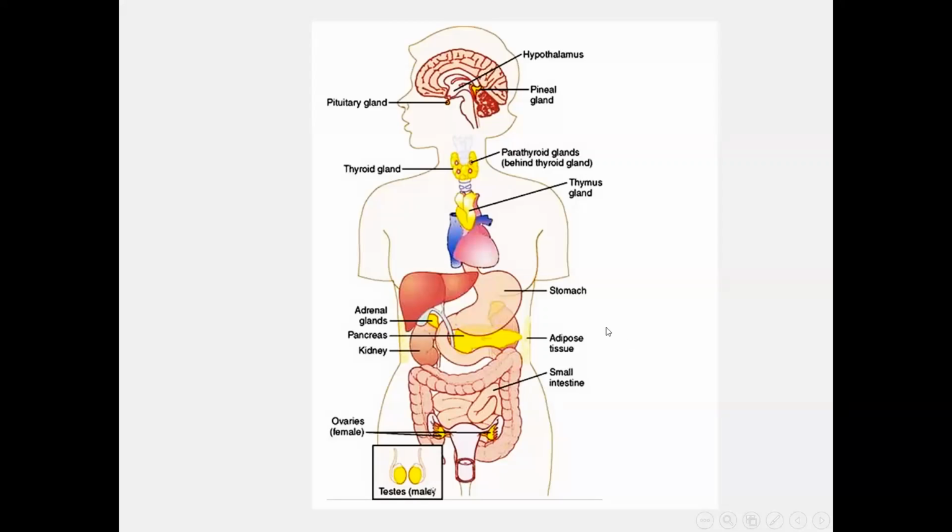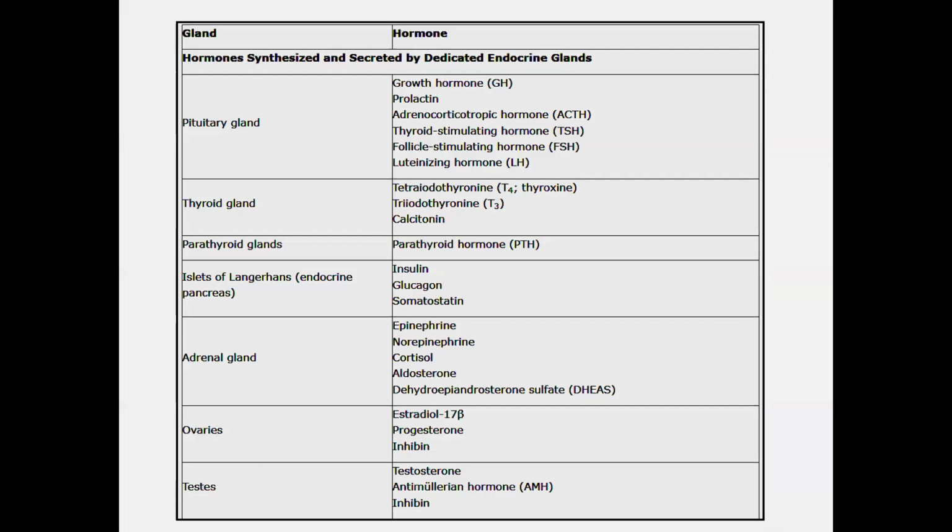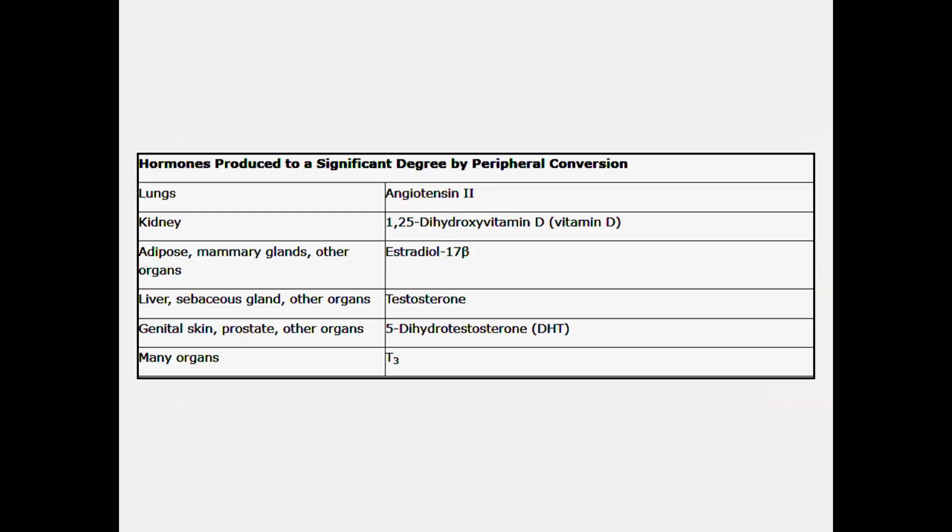And also, as I mentioned, there are some organs that have specialized cells that secrete some hormones or help in the conversion of an inactive hormone to its active form. These tables summarize the hormones secreted by different glands in our endocrine system. And this table shows some hormones that require peripheral conversion in order to become active and exert their function.